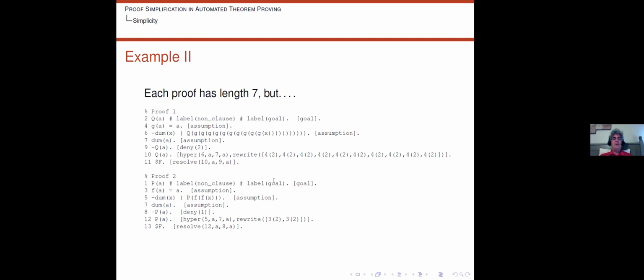The proof of Q of a has a hyperresolution step that has a whole bunch of rewrites. In fact, it has, I think, 10 rewrites in it. The proof of P of a does not. It has only 2 rewrites. Sure, they have the same length, but presumably one would consider the second proof to be simpler because there are fewer rewrites going on in it. So whatever measure of simplicity we use, we should keep track of secondary inferences. That's the moral of this, and I've been guilty of not doing that sometimes.